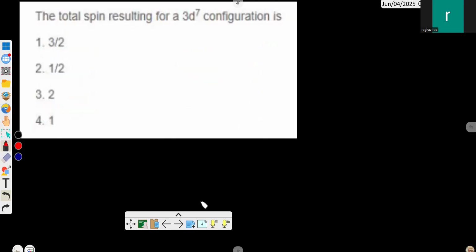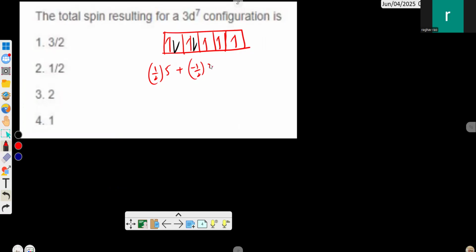Then, total spin resulting from a 3d7 configuration. 3d7 would look something like this. First, I'll add all these electrons: 1, 2, 3, 4, 5, 6 and 7. When you add all the spins of these electrons, it would be plus half into 5 plus minus half into 2. So this goes to 2.5 minus 1, which is 1.5. 1.5 is nothing but 3 by 2. That is, the first option is the answer.